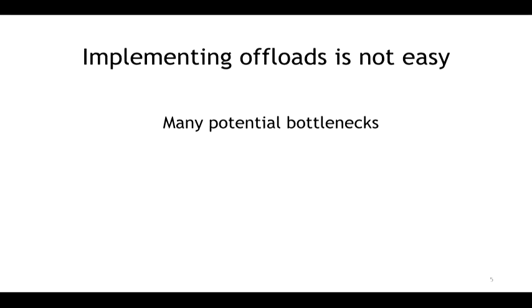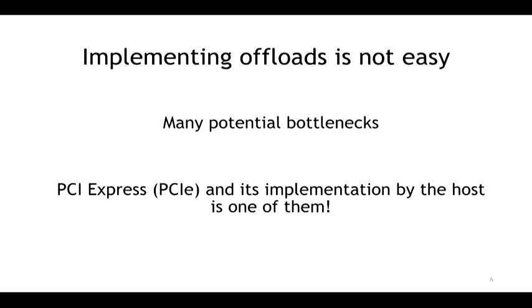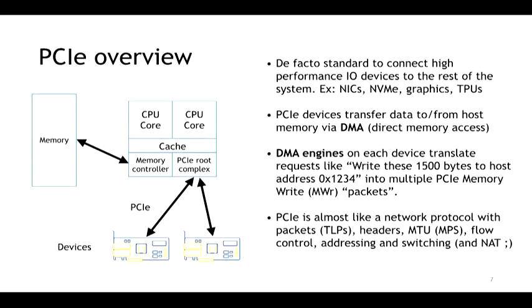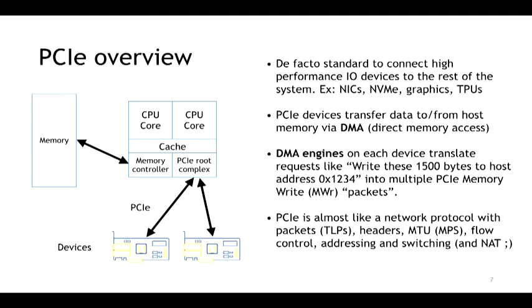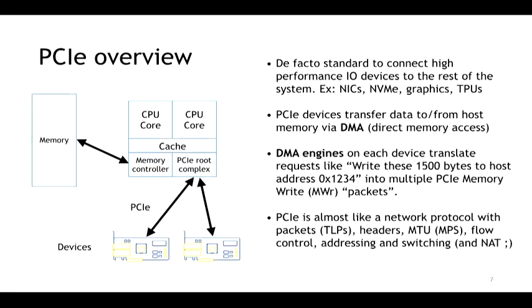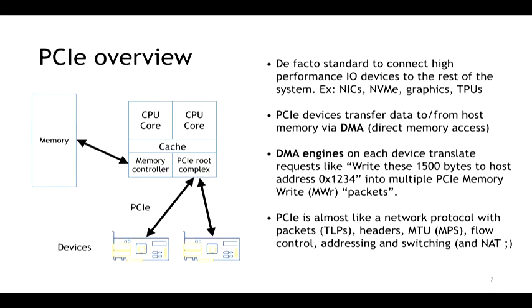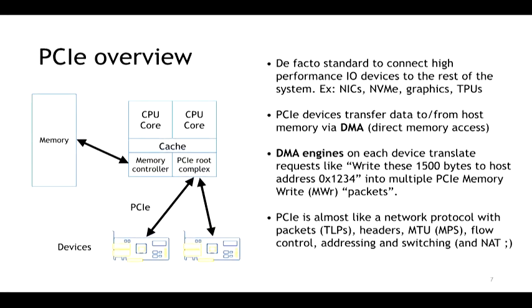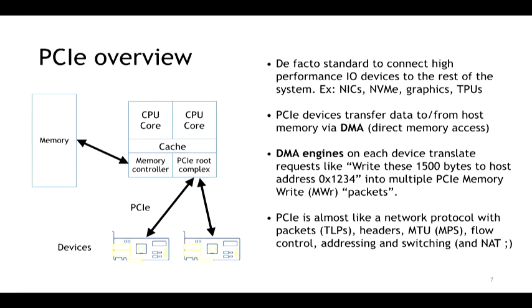But if you actually want to implement the offloads yourself, as part of research or in production, there are quite a lot of potential bottlenecks. One of the bottlenecks is PCI Express and its implementation in the host systems, and this is what the rest of the talk is about. To give you a very brief overview, PCI Express is basically the de facto standard for connecting high-performance I/O devices to the rest of your server. NICs, NVMe storage devices, graphics cards, TPUs, all these high-performance I/O devices are connected via PCI Express.